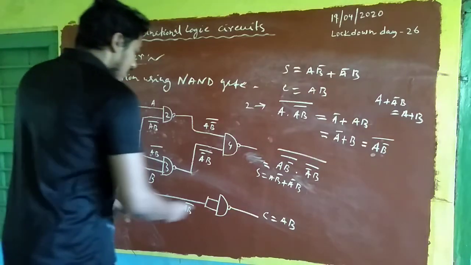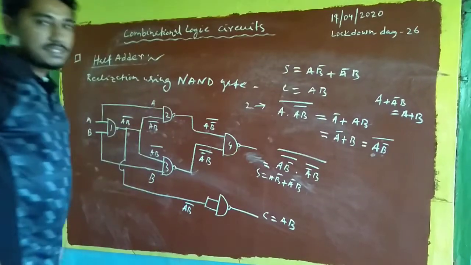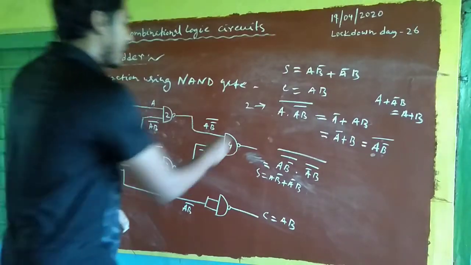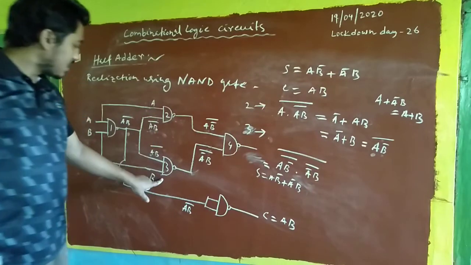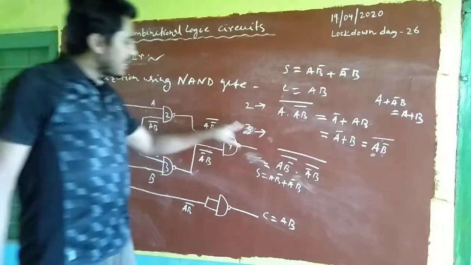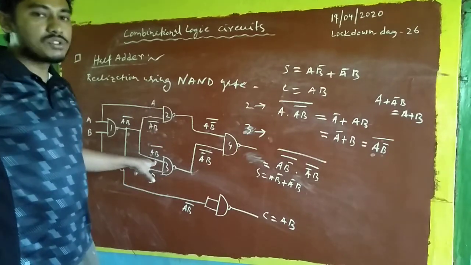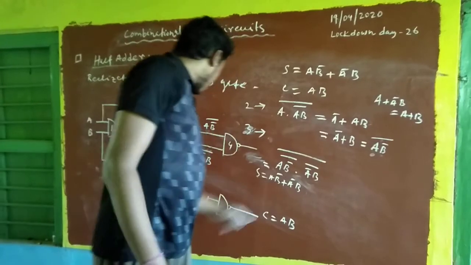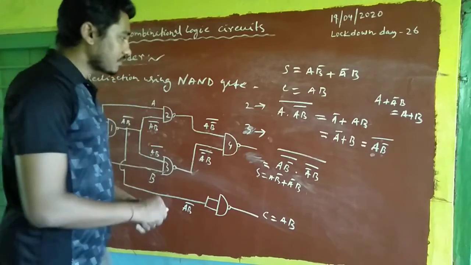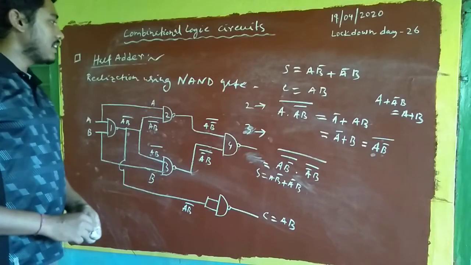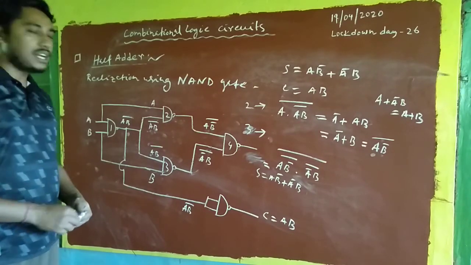So here we can easily design that S is equal to A B bar plus A bar B and C is equal to AB. Here we can get the output of 3, the NAND gate output. In the same way, if we apply De Morgan's theorem and the Boolean laws and rules, obviously we will get the output of NAND gate 3 as A bar B whole bar. So this is the realization of the half adder circuit using NAND gates. After that we will discuss the full adder circuit.